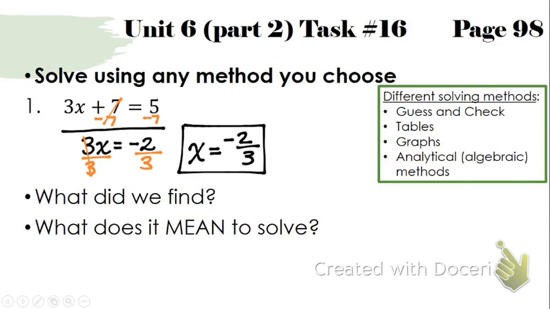So I'm curious. We say x is equal to negative 2/3. What did we just find? We did find x. Is that the only x forever and ever? Like, what's the meaning of this value for x?